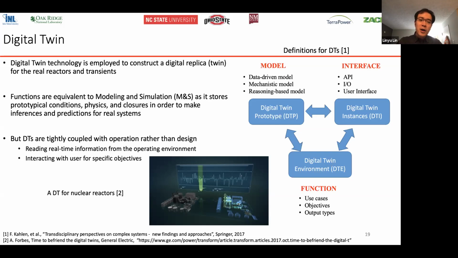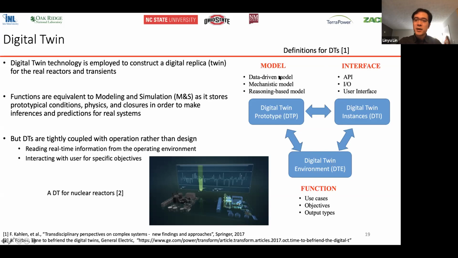When we say tightly coupled, it means a digital twin needs to read real-time information from the operating environment, and it also needs to interact with the user in the real operation for any specific objectives. And on the right-hand side, this picture shows the general definition for digital twins. That usually comes from three aspects.